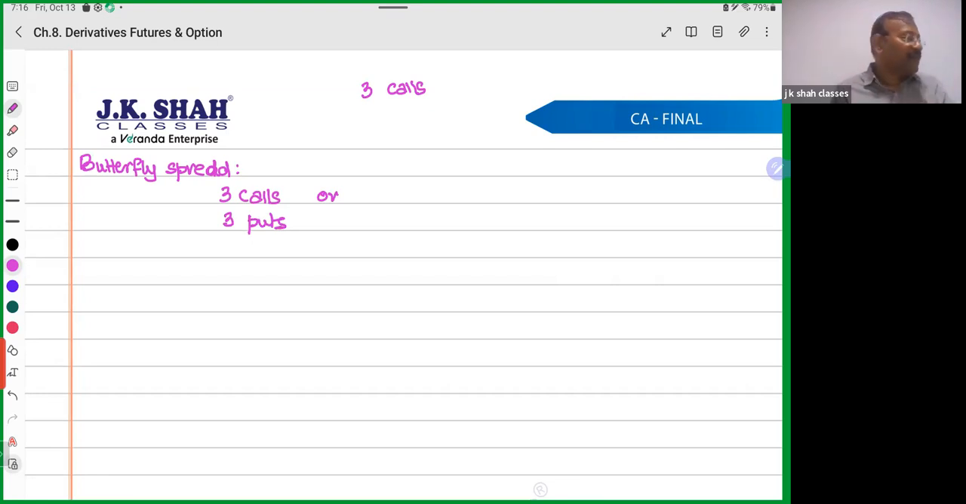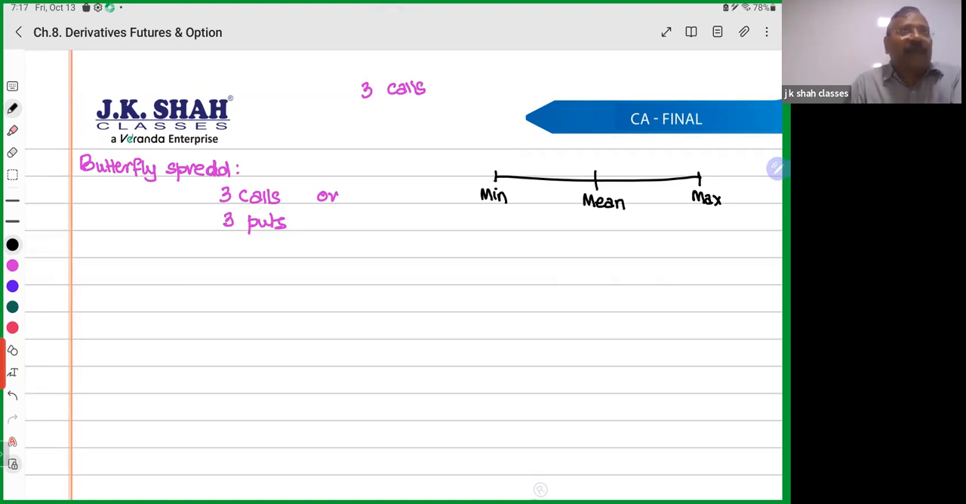Right? Now, when we say 3 calls or 3 puts, what we mean is we take 3 strike prices. Okay. And the 3 strike prices are evenly distributed. That means there will be a lower strike price, which we call the minimum strike price. There will be an upper strike price, which we'll call the maximum strike price. And there will be a strike price in the middle, which we will call the mean strike price.